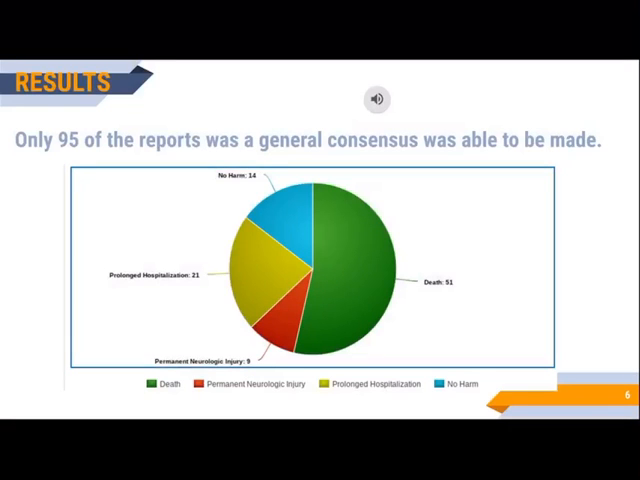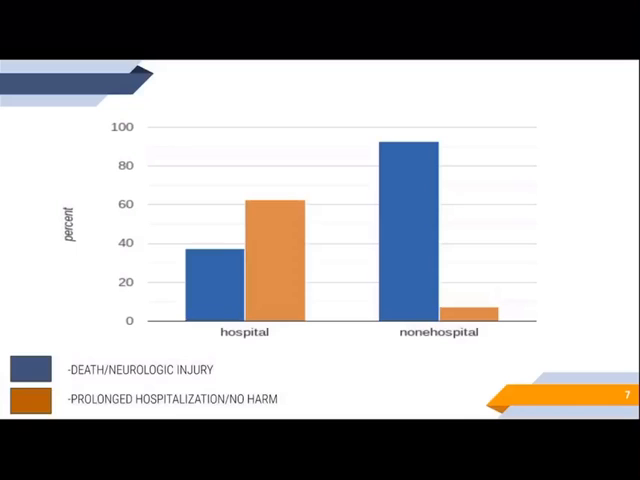So as was said before, only 95 of the reports reached a general consensus. Of that 95, 51 resulted in death, 9 resulted in permanent neurologic injury, 21 in prolonged hospitalization, and 14 in no harm. The study also looked at a positive outcome versus a negative outcome based on the location of where the procedure took place. So a negative outcome would be death or neurologic injury. Positive outcome would be prolonged hospitalization or no harm. So for procedures that took place in the hospital setting, 37.2% resulted in a negative outcome and 62.8% resulted in a positive outcome. In the non-hospital setting, 92.8% had a negative outcome and 7.2% had a positive outcome.